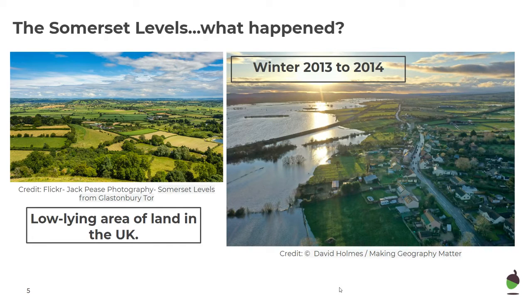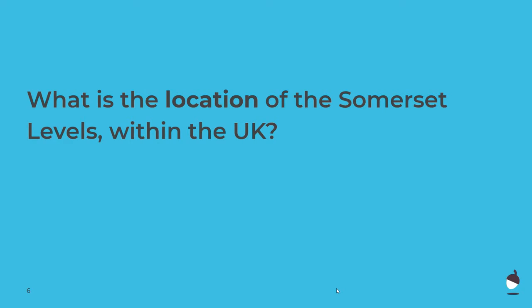So the event that we will consider in our lesson is one which led to significant flooding of the Somerset Levels. The Somerset Levels is a low-lying area of land in the UK, as seen in the first photo. However, during the winter of 2013 to 2014, much of the area was underwater, as you can see in the second image. So why is this and what happened? So we first need to locate the Somerset Levels within the UK before finding out what caused the flood event and how this linked to an extreme weather event.